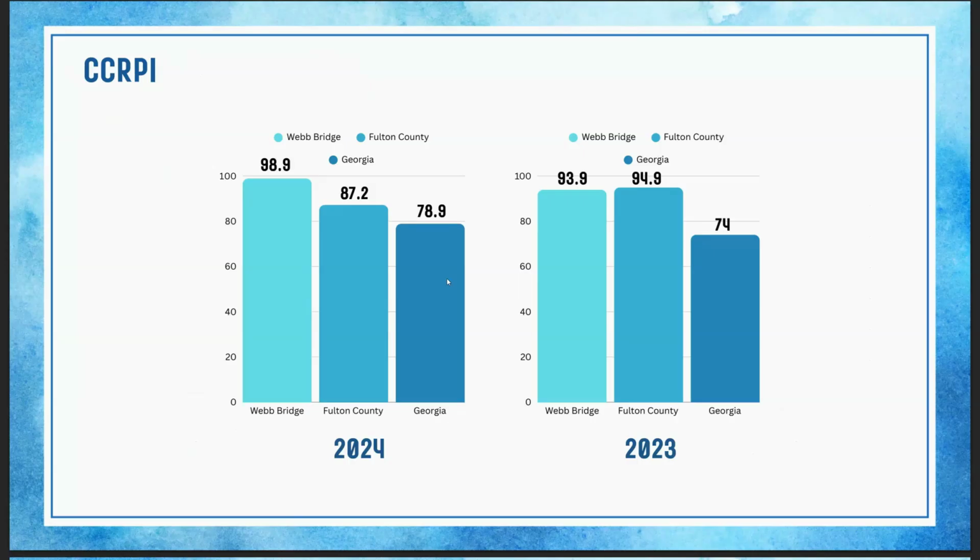Here is our CCRPI data for the years 23 and 2024. We have it broken down into 3 different categories for Woodbridge, Fulton County, and Georgia. And you can pretty much see that we are consistently high here at Woodbridge. In 2023, Fulton County had an excellent year, and Woodbridge actually did a little bit lower, but you can see in 2024, Woodbridge did completely phenomenal with a 98.9 compared to the Fulton County's 87 and Georgia's 78.9. So we have terrific CCRPI results.